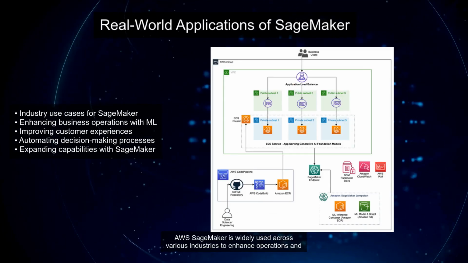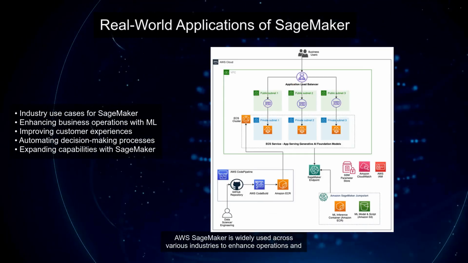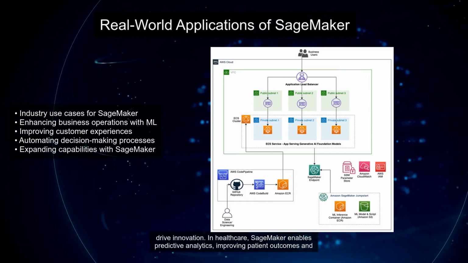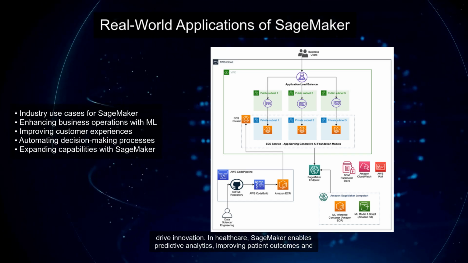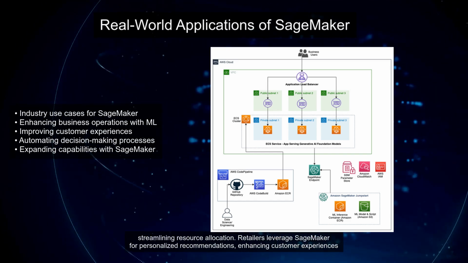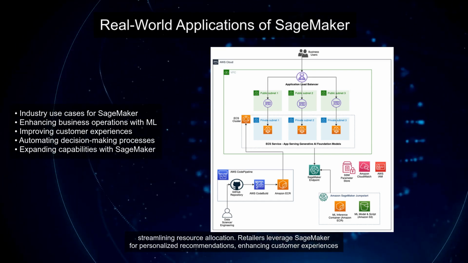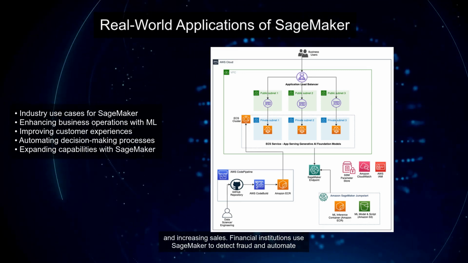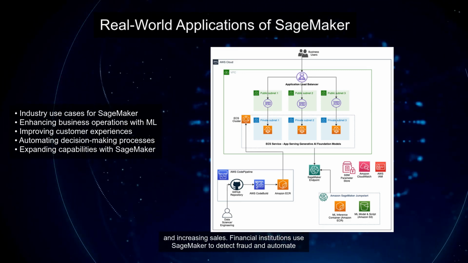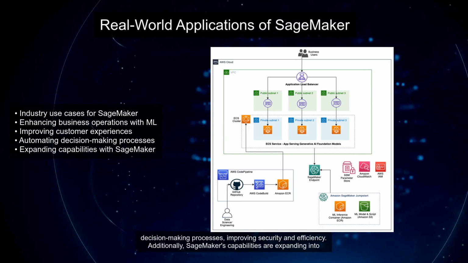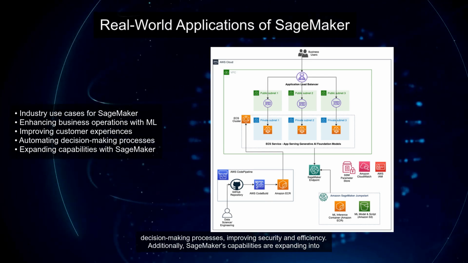AWS SageMaker is widely used across various industries to enhance operations and drive innovation. In healthcare, SageMaker enables predictive analytics, improving patient outcomes and streamlining resource allocation. Retailers leverage SageMaker for personalized recommendations, enhancing customer experiences and increasing sales. Financial institutions use SageMaker to detect fraud and automate decision-making processes, improving security and efficiency.